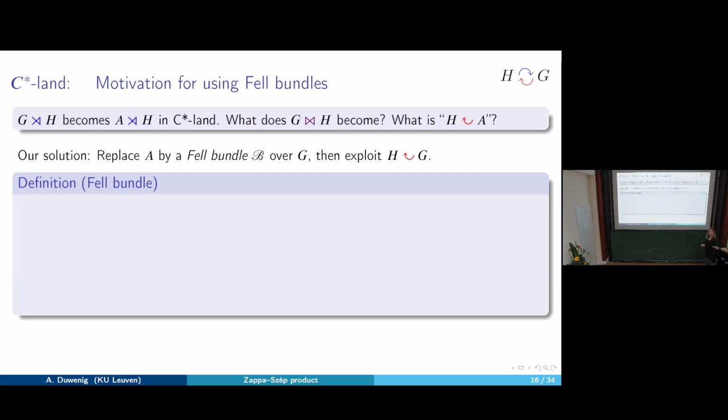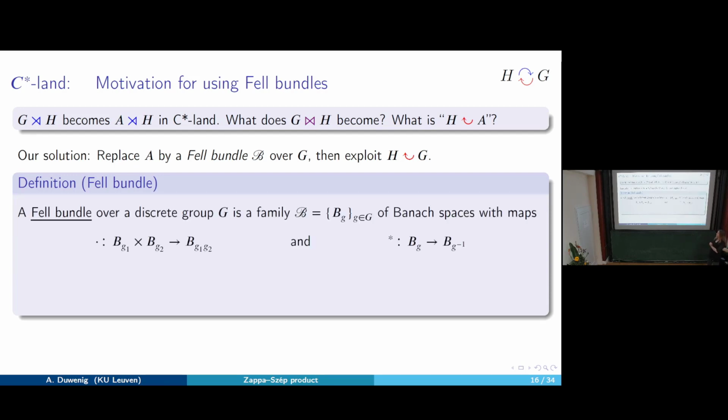So if you haven't seen this, let me give you a definition of Fell bundles. I'm not actually going to define much, I'm just going to give you an idea of what a Fell bundle is. A Fell bundle over a discrete group G is a family of Banach spaces indexed by your group. It comes equipped with extra maps, namely multiplication. For every g1 and g2, I have a map that maps the fibers of these two to the fiber of the product. So I can multiply fibers.